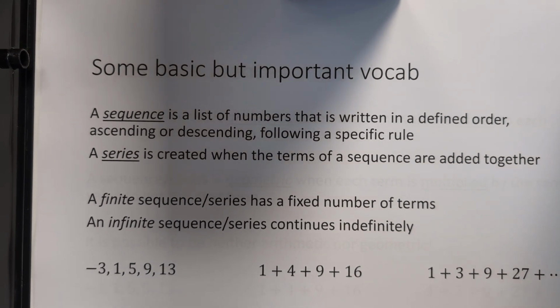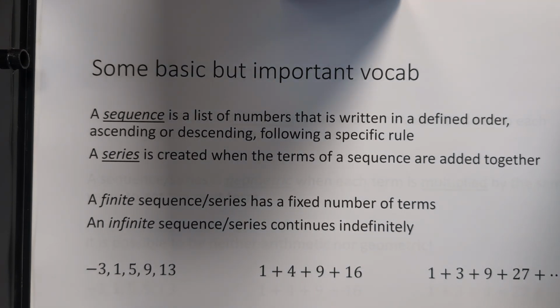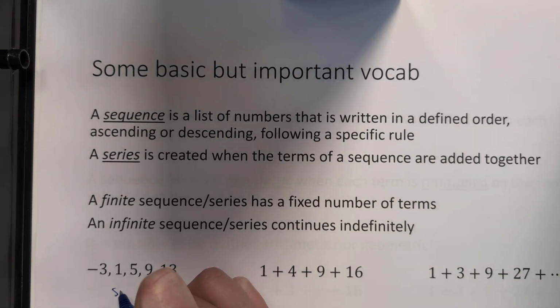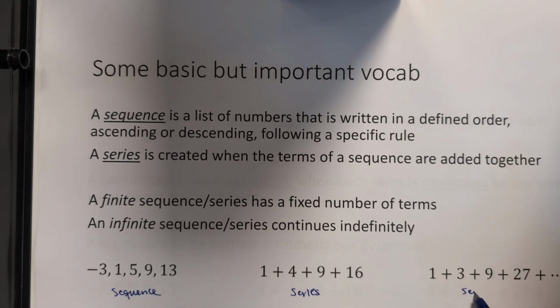Basic vocab: sequences are lists of numbers in a certain order. The order does matter, following a specific rule, and a series is when you add those together. So if we take a look at these examples here, this is a sequence, and these are both series. Okay, so they do have a fixed order. Series are being added, and the sequence is just a list of numbers.